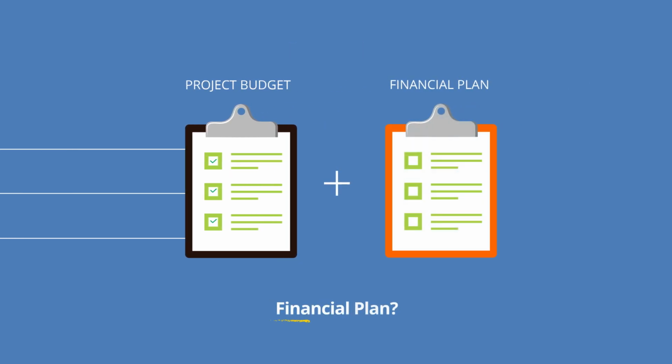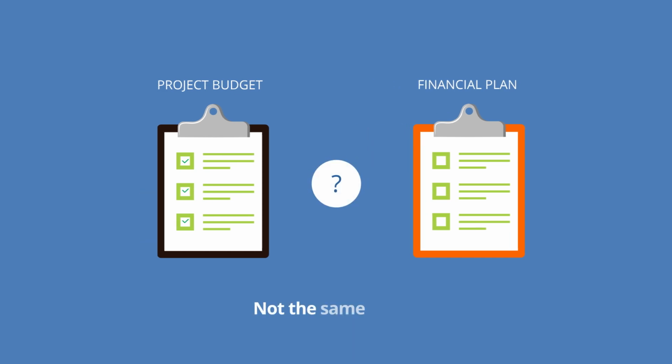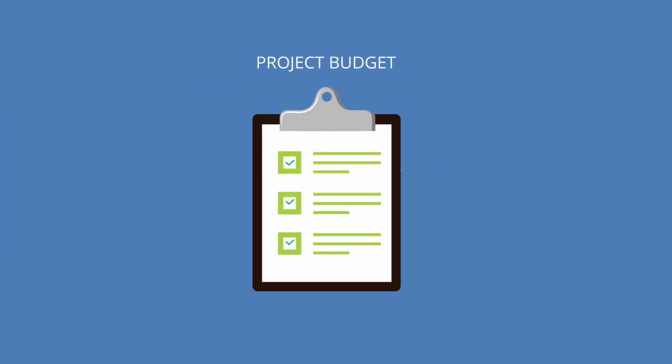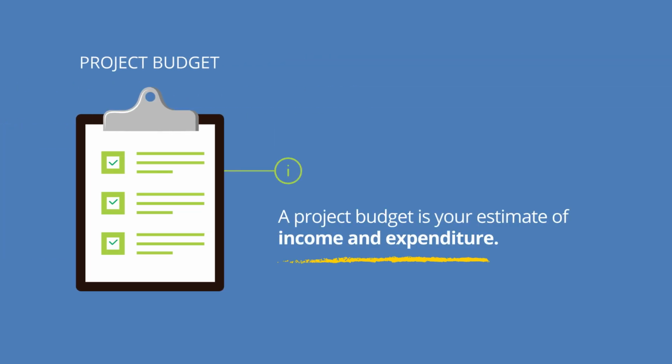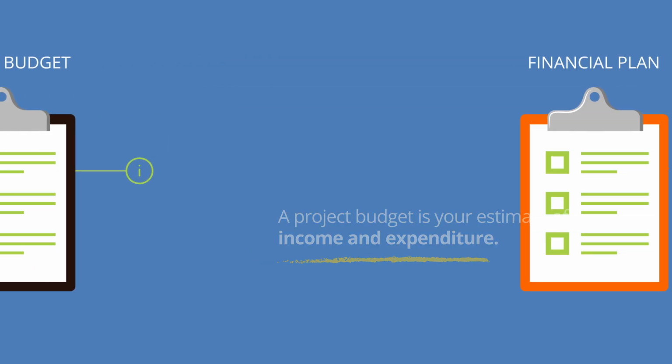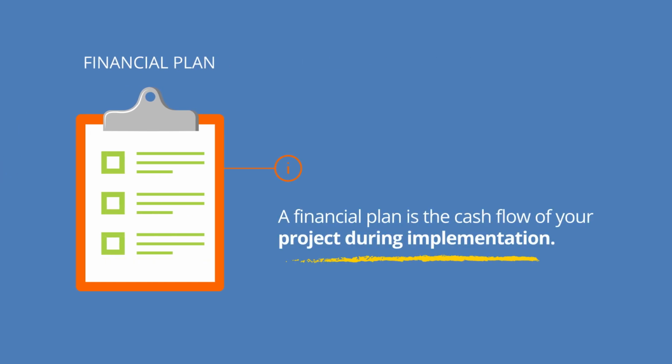But have you considered a financial plan? What do we mean with financial plan? Aren't the budget and financial plan the same thing? A project budget is your estimate of income and expenditure. A financial plan, on the other hand, is the cash flow of your project during implementation.